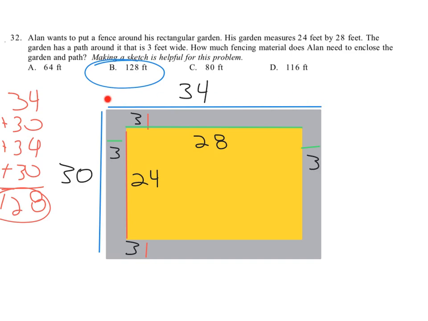So it's 34 by 30, and since you're doing perimeter, you're summing up all of the sides. 34 plus 30 plus 34 plus 30, that surrounds the whole thing. It is 128, and that's what he needs. That's why I wrote, making a sketch of this is helpful. I wrote that in there.